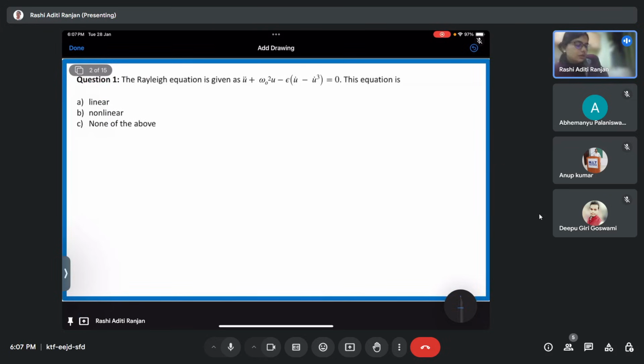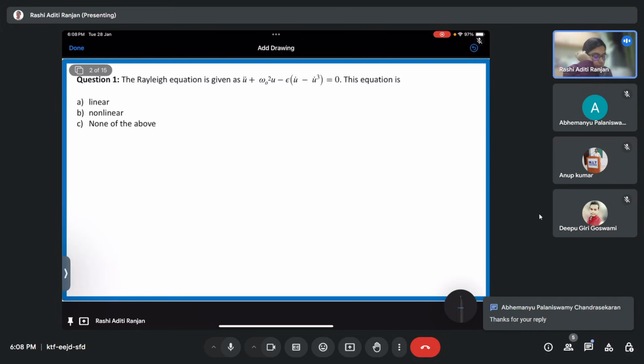Okay, so coming to the first question, which comes from the very basic concept of the difference between a nonlinear system and a linear system. So we'll talk about how we can know whether a system is linear or nonlinear.